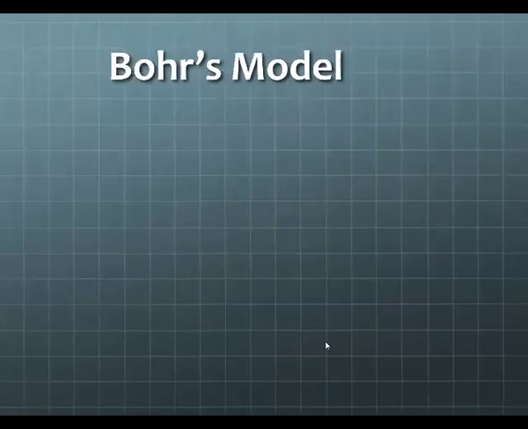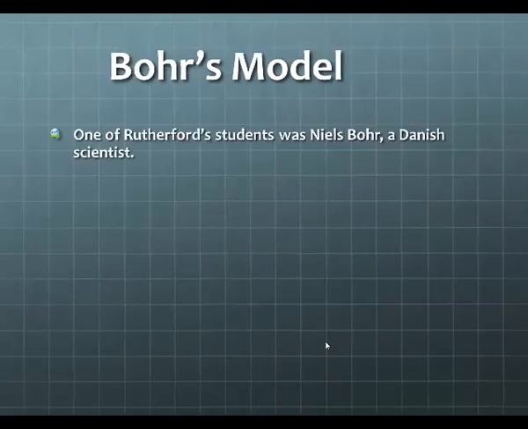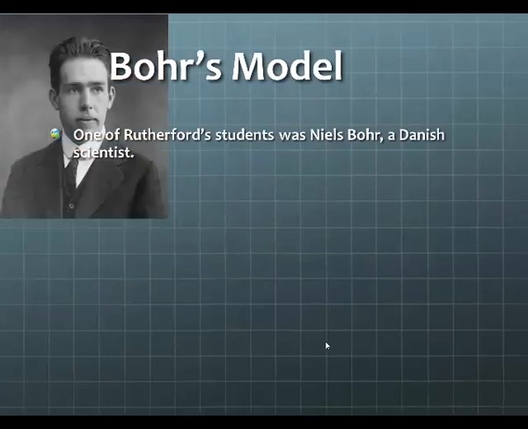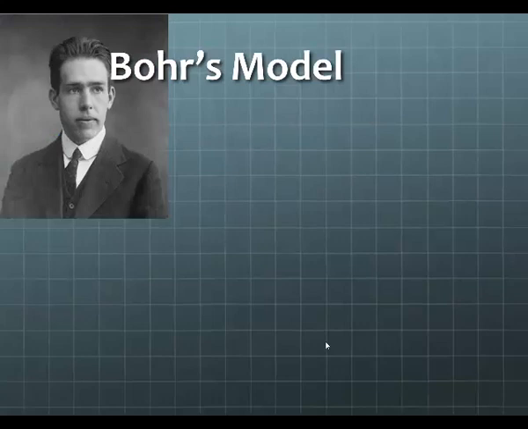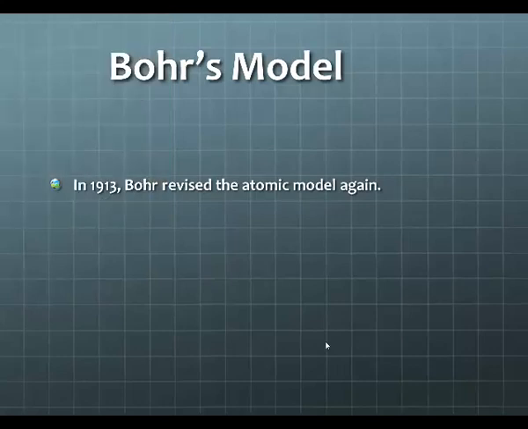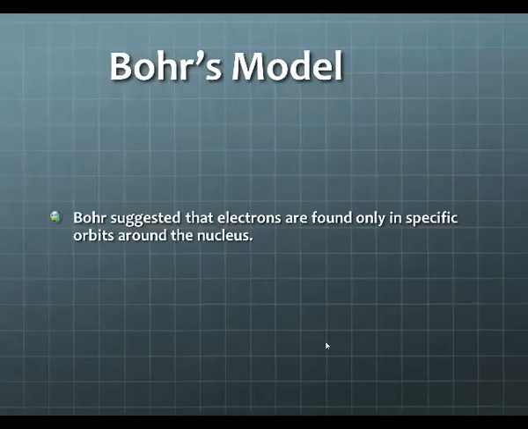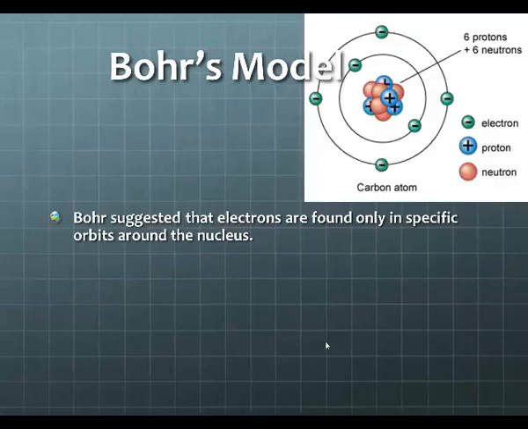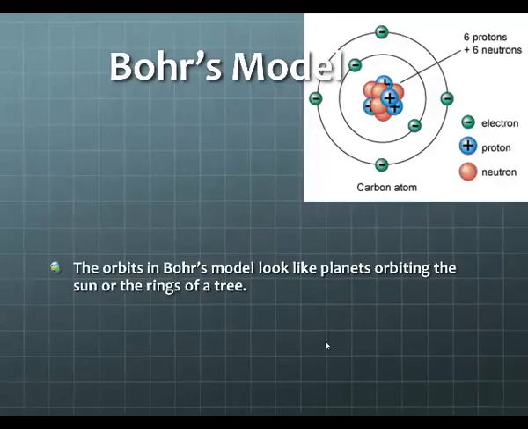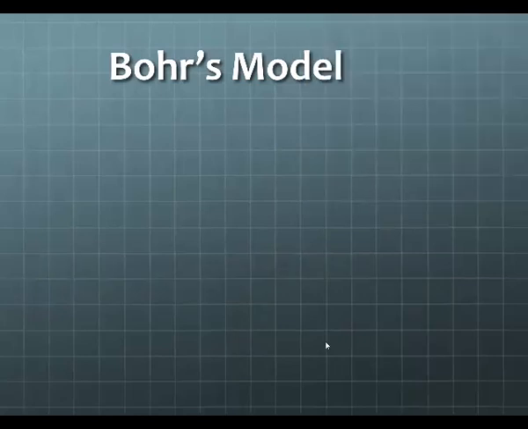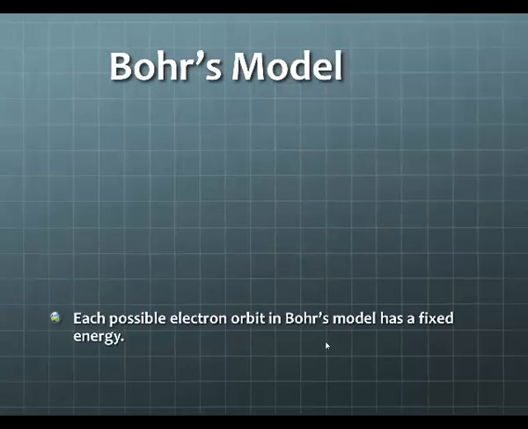Bohr's Model. One of Rutherford's students was Niels Bohr. He was a Danish scientist. In 1913, he revised the atomic model again. He suggested that electrons are found only in specific orbits around the nucleus. The orbits in Bohr's model looked like planets orbiting the sun or the rings of a tree. Each possible electron orbit in Bohr's model has a fixed energy.